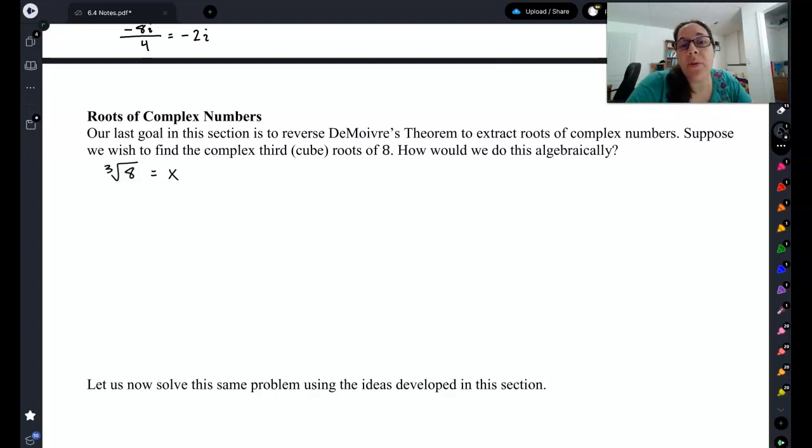Let's talk about how to find roots of complex numbers. Now, to start off with this, we're going to start off with a very simple complex number, just 8. That's one of the simplest complex numbers you can get. We don't have any roots in there.